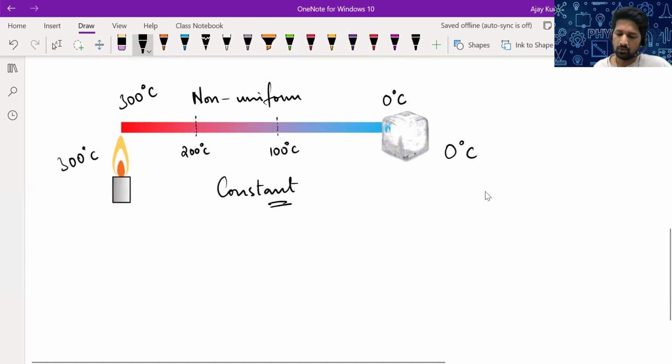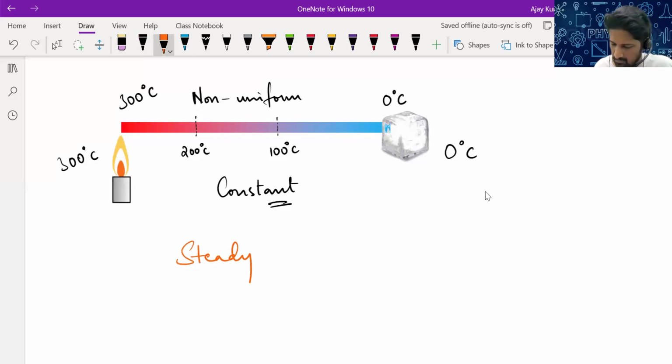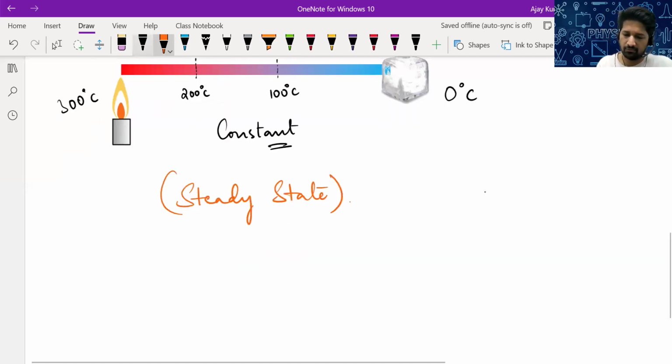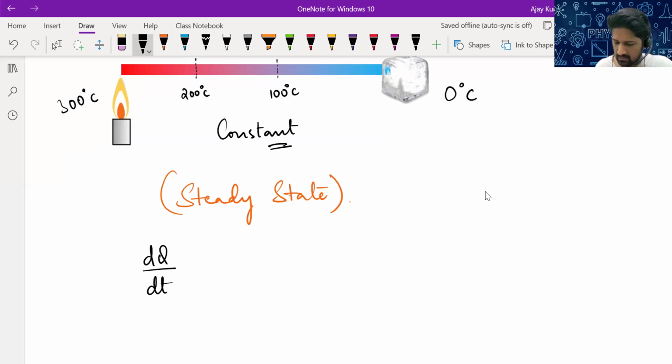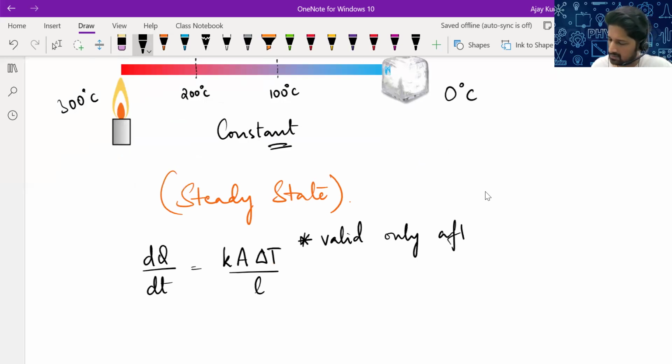This is what we call steady state. When this happens, we say that steady state is established. And the equation that we discussed in the last class for the rate of heat transfer through conduction, dQ/dt = KA ΔT / L, is valid only under steady state condition. Valid only after steady state is established.